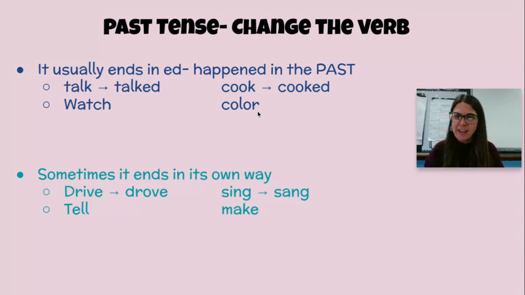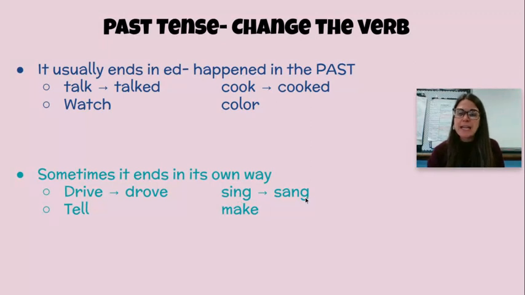And then color, I will color my homework tomorrow. Yesterday, I colored my homework, just the coloring page on there. And so we would add an ed and write colored. All right, sometimes a verb will end in its own way. And here's a couple of examples. Drive. We don't say I drived yesterday. We say I drove yesterday, or my mom drove me to school. With sing, we don't say I singed a solo last year. We say I sang a solo last year.